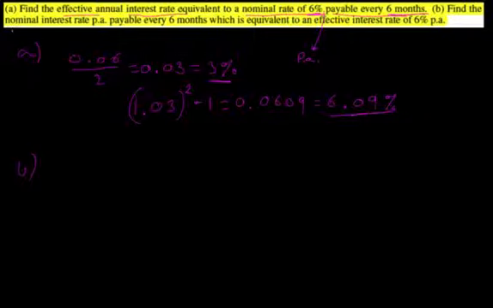Find the nominal interest rate per annum. This per annum bit's very important because I missed it first time I looked at this question. Payable every 6 months, which is equivalent to an effective interest rate of 6% per annum. So let's start from the end and say, alright, we have 0.06, and some rate, that's what we want to try and get to.